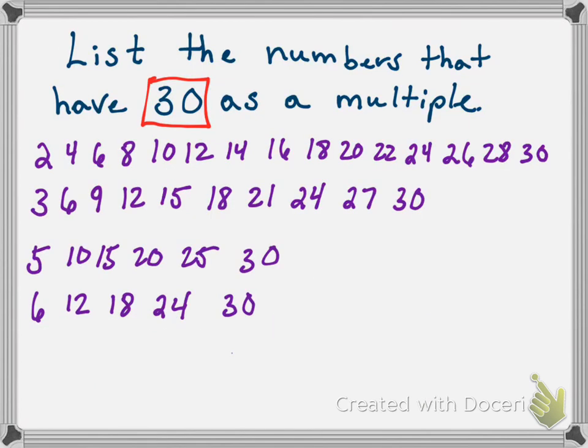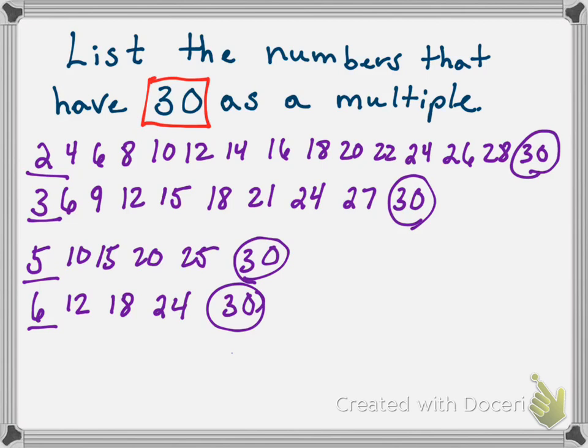The following one is list the numbers that have 30 as a multiple. And check this out. By counting up by my 2s, counting up by the 3s and the 5s and the 6s, I ended up with 30 as a multiple.